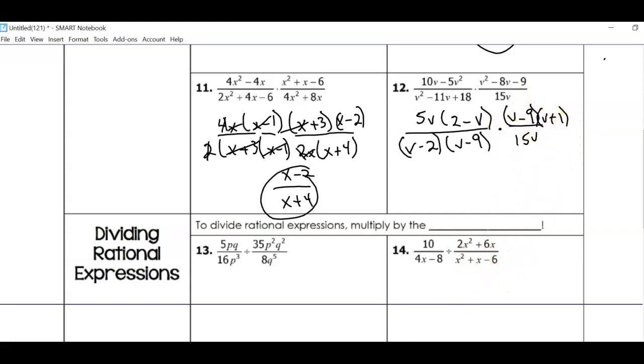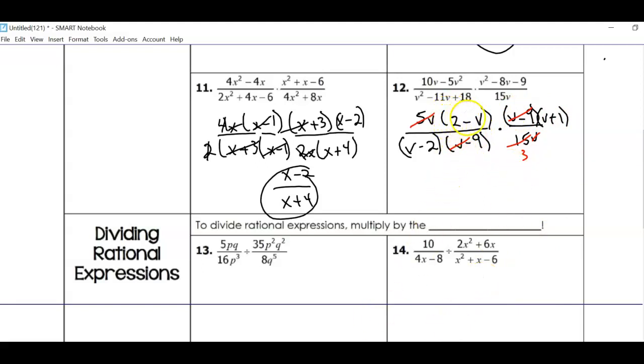Okay, so if I look at this, my v minus 9 cancels my v minus 9 there. So they could definitely go away. I have a v here, it's going to cancel out the v there. So this 5v goes away. This one becomes a 3. Right, because 5 goes into 15 3 times. And that looks like everything.